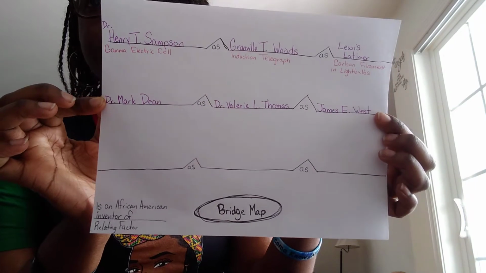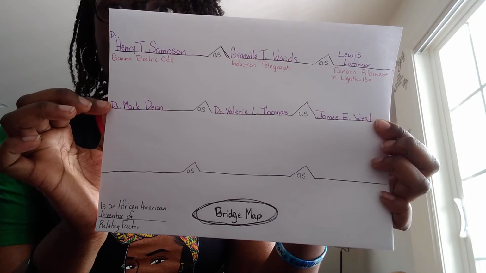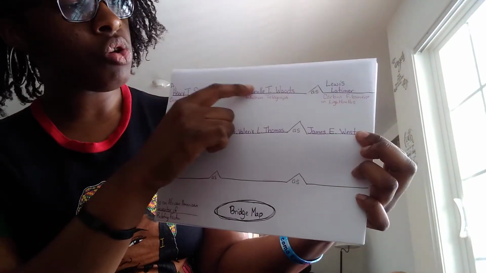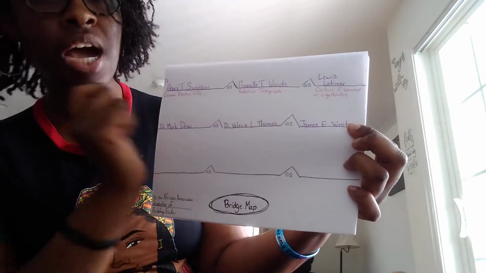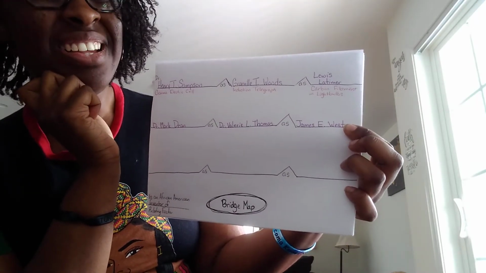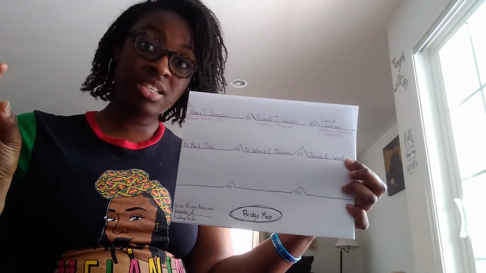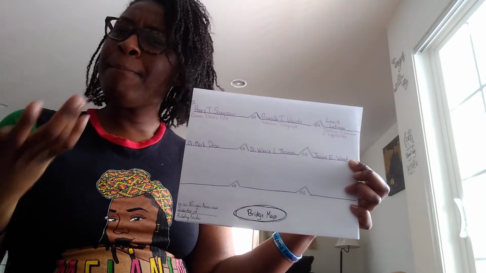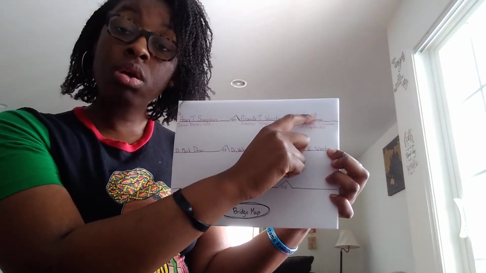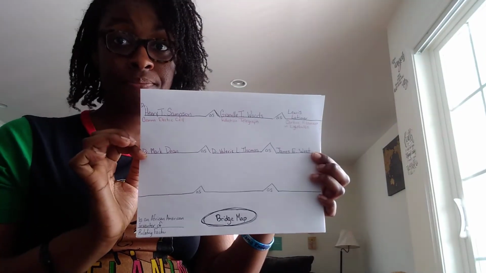When we make bridge maps, they show how things relate to each other. For example, Henry T. Sampson, he invented the gamma electric cell. Granville T. Woods, he invented the induction telegraph. And Louis Latimer, he invented carbon filament in light bulbs. Whenever you're learning about a lot of different people or a lot of different things, but you learn the same thing about them, for example, we're learning about a lot of different African Americans, but we're learning about all their different inventions, this might be a really good way to organize your thinking.